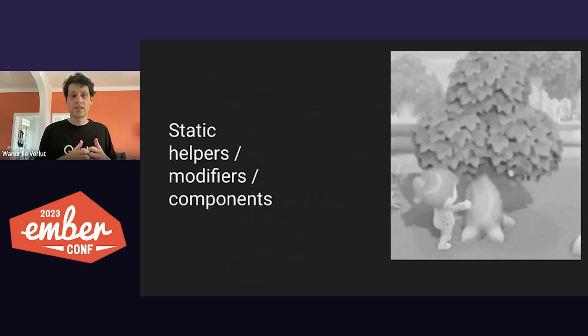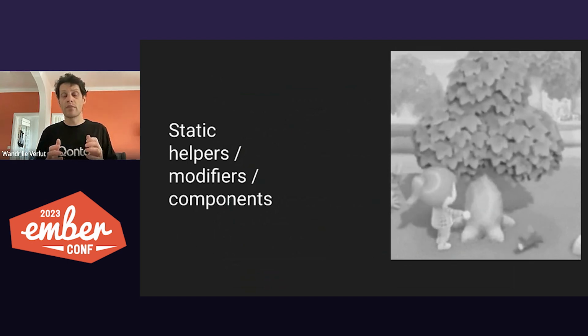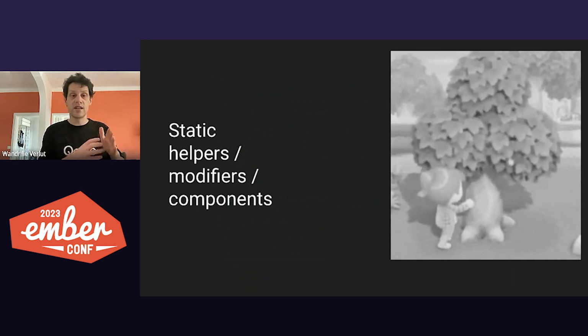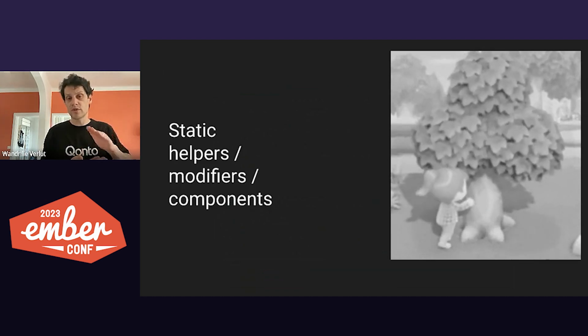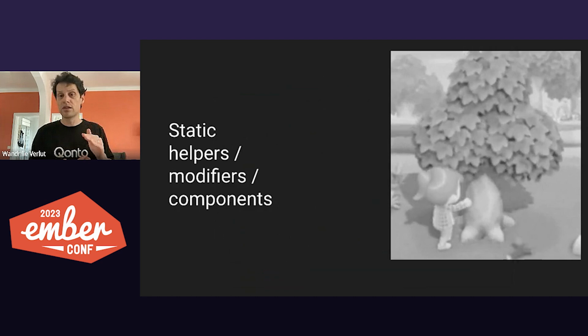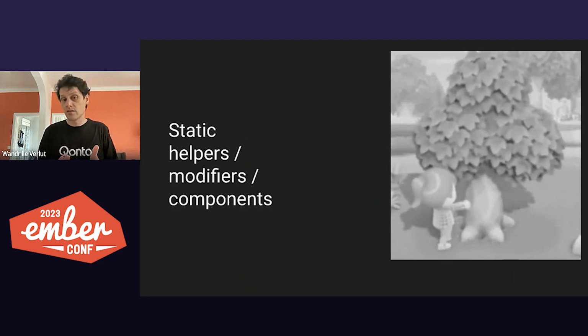The next step consists of transforming your app into something that is statically analysis safe. So we will list all components, helpers and modifiers every time they are being used so that we can tree-check the other ones.